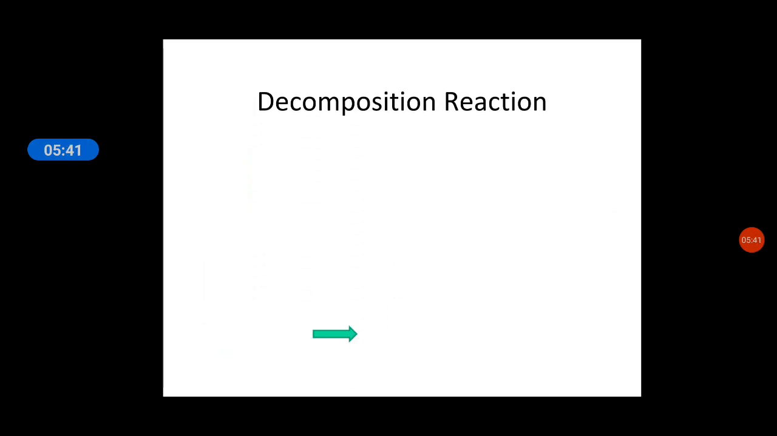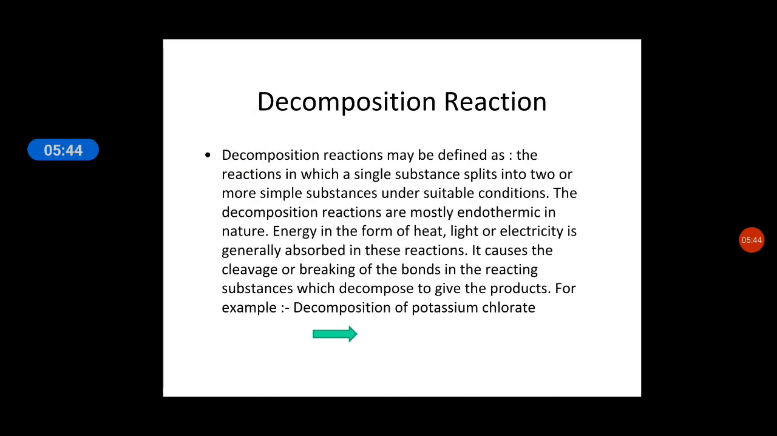Now next is the decomposition reaction. A decomposition reaction may be defined as the reaction in which a single substance is split into two or more substances. That means it breaks down into two or more substances under a suitable condition. Decomposition reactions are mostly endothermic in nature. Energy in the form of heat, light or electricity is generally absorbed in this reaction. It causes the cleavage or breaking of the bonds in the reacting substance, which decomposes to give rise to the products. For example, decomposition of potassium chlorate.